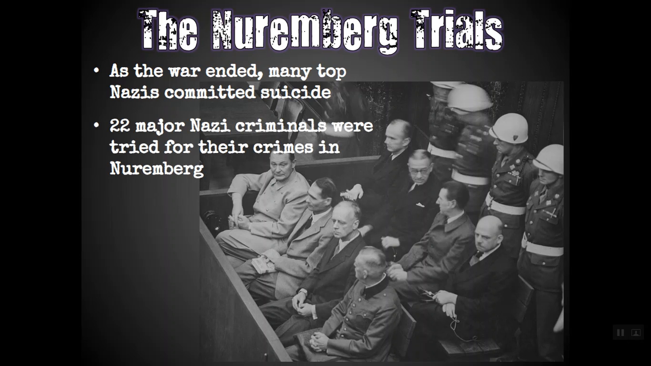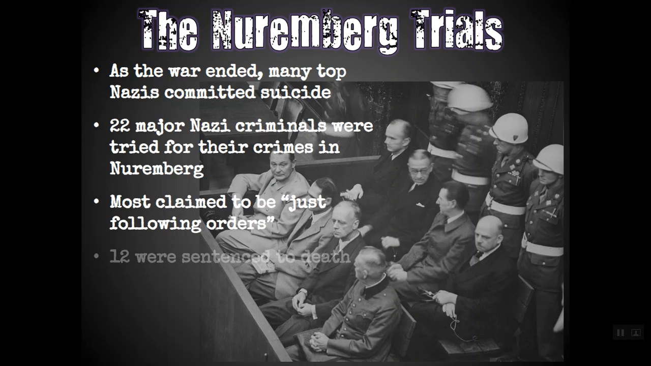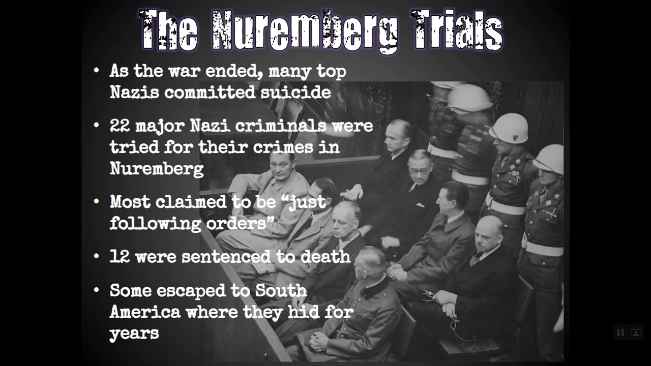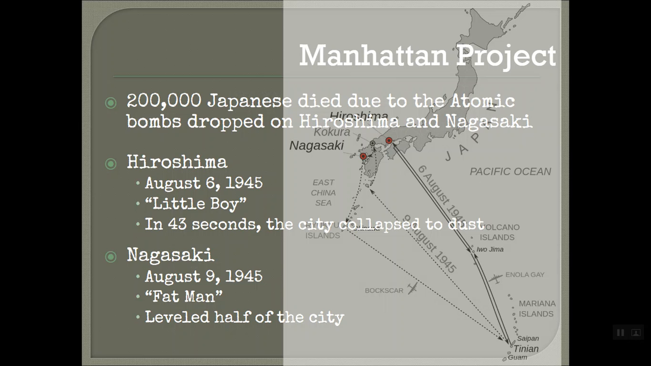The 22 major Nazi criminals who were tried, they were tried in Nuremberg, which was the capital of the Nazis, and they were tried for crimes against humanity. It was the first time that that was used in a trial. Most claimed to be just following orders, but that defense did not work. 12 of them were sentenced to death for their actions in World War II. Some escaped to South America, where they hid for many, many years.